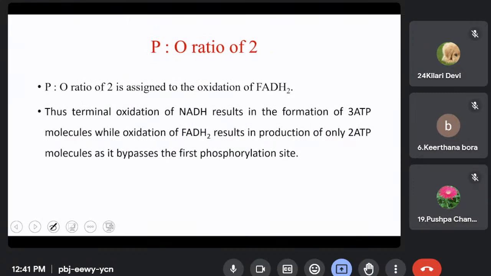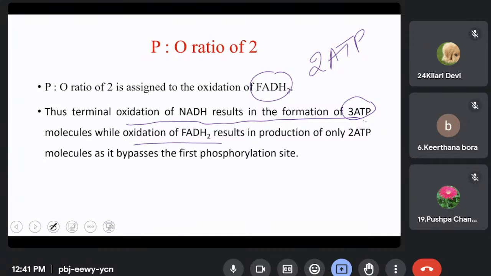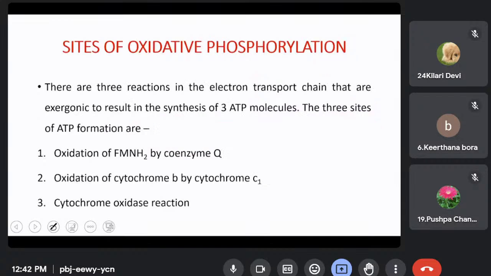And the P/O ratio of FADH2 is 2. That means it can produce only 2 ATP. Why is this so? The terminal oxidation of NADH results in the formation of 3 ATP molecules, whereas oxidation of FADH2 results in only 2 ATP molecules. Why? Because it bypasses the first phosphorylation site.